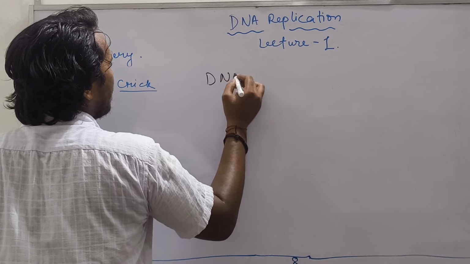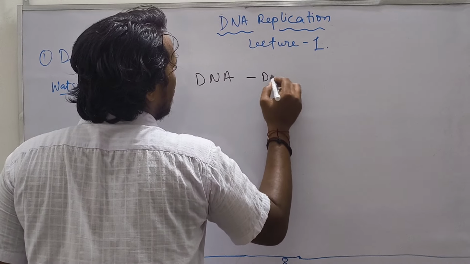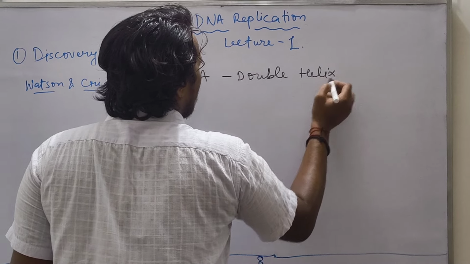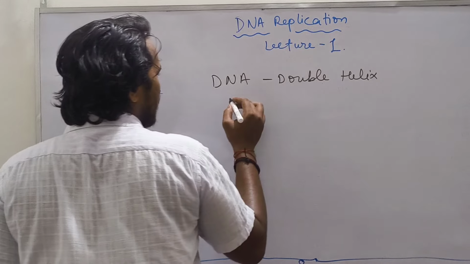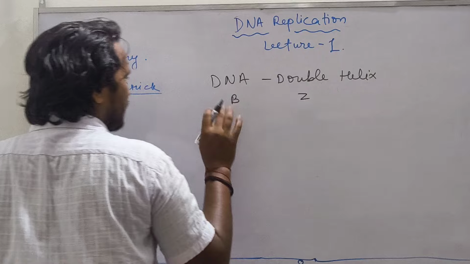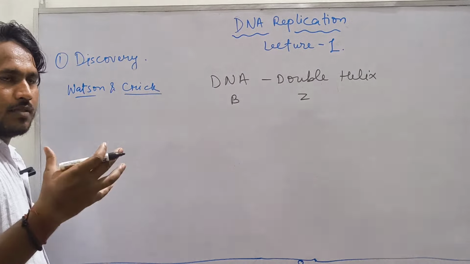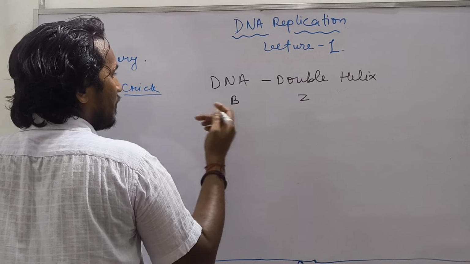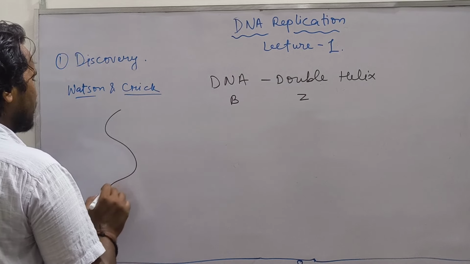DNA is a double helix structure. There are several types of DNA, but we will discuss B-DNA and Z-DNA. B-DNA is more prominent and more known in our textbooks and in our body, in the living world. So B-DNA and Z-DNA look something like this.